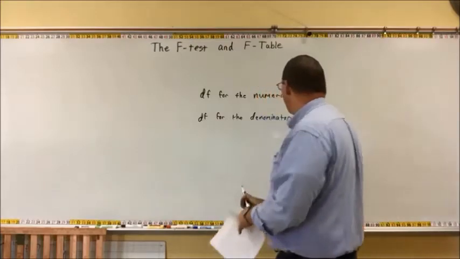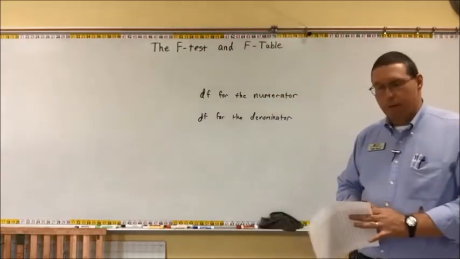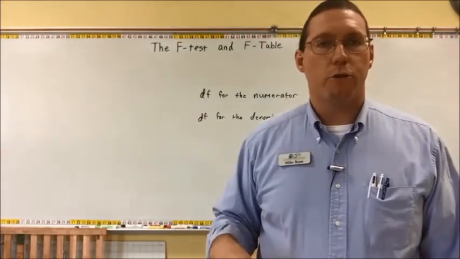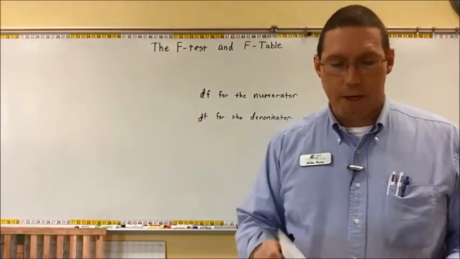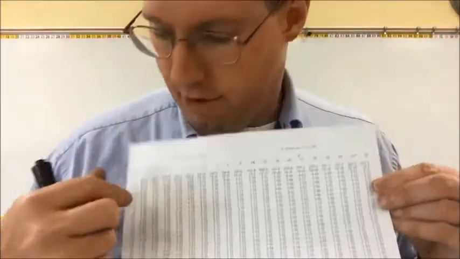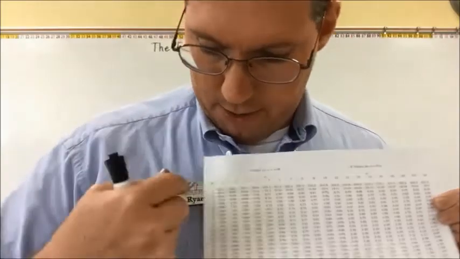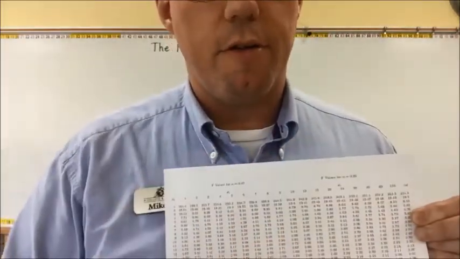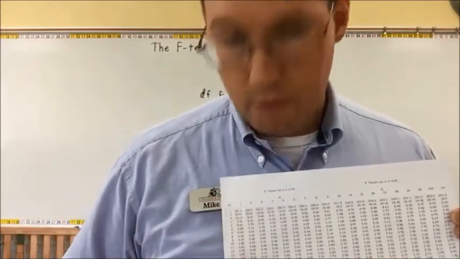And so what I'd like to do in just a minute is switch over to my computer so that I can show you how to read an F table. But here's an example. You can see here, we have numbers across the top, and then we have numbers across the side, and they're all degrees of freedom. And across the top are the degrees of freedom for the numerator, and across the side are the degrees of freedom for the denominator. Okay?